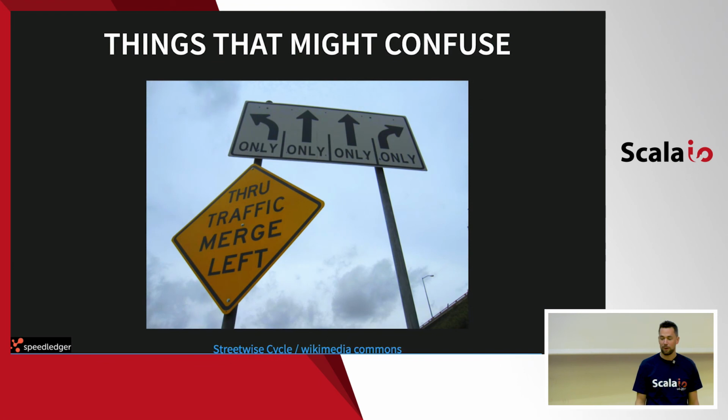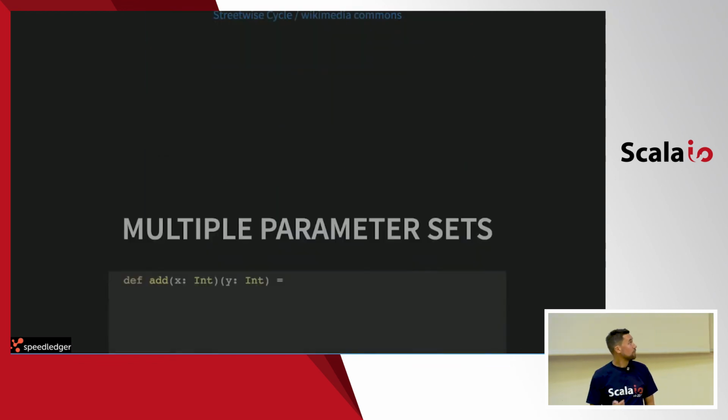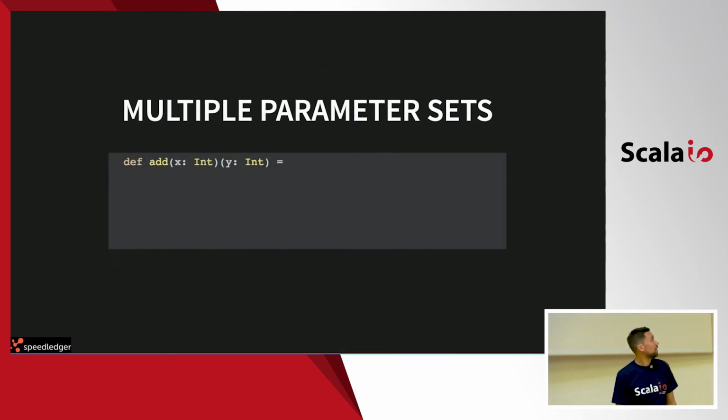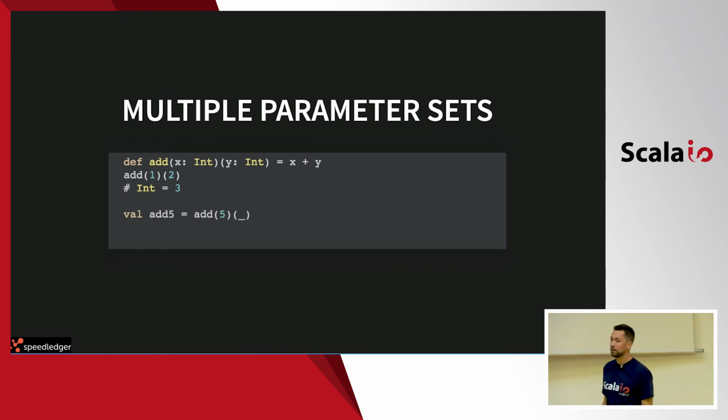Okay, things that might confuse, or at least that confused me when I started with Scala, is multiple parameters. It doesn't look too bad. You often see function definitions like this. It means that it takes 2 parameters. It's just that it takes them in multiple parameter sets. So when we implement the function, we do it the same way as we would have before. We get the same result.